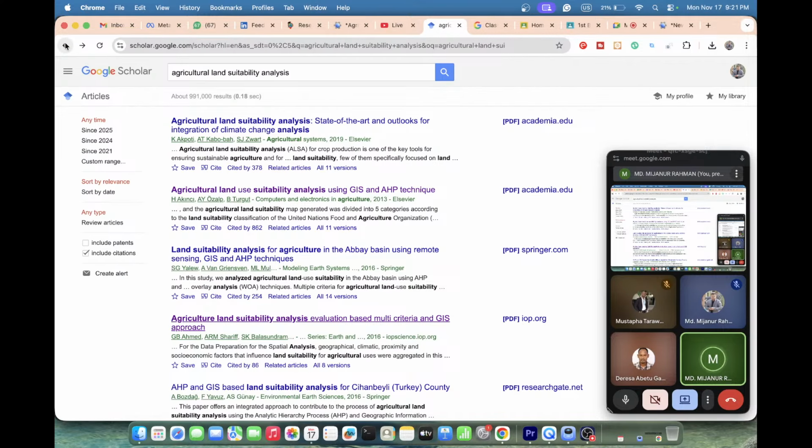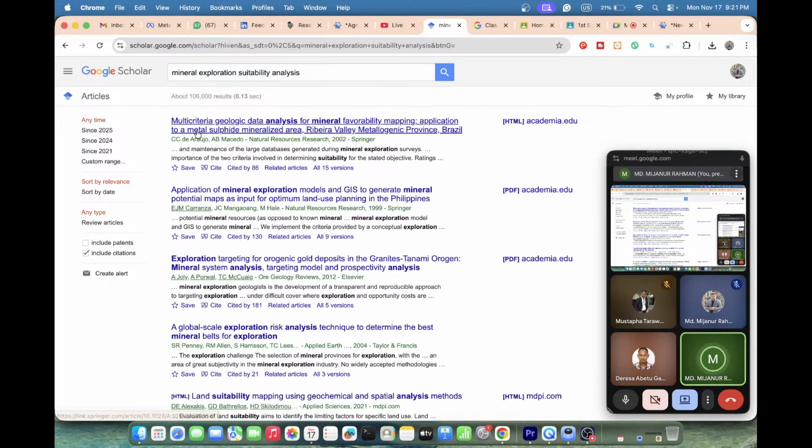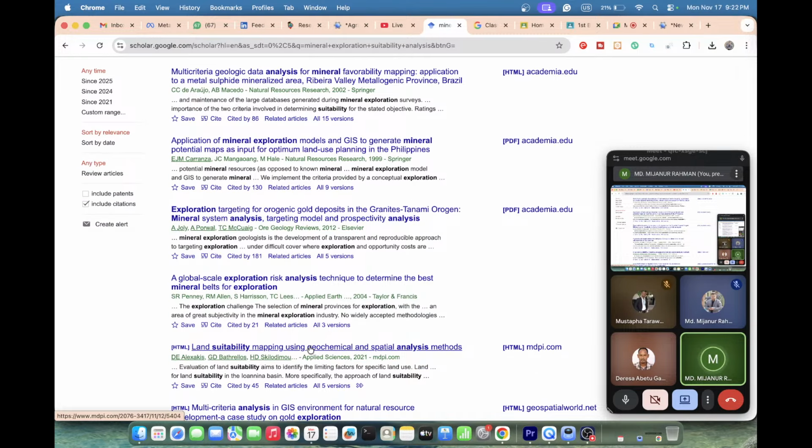Or if you check another, suppose I simply search here for mineral exploration suitability zone, mineral exploration analysis. Now you can see it uses multi-criteria geological data to analyze mineral potential mapping. Also in the application, mineral exploration model, GIS, general mineral potential maps, exploration targets. So this type of paper works for suitability analysis, identifying different types of factors related to the mineral.